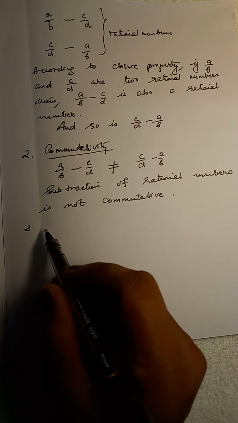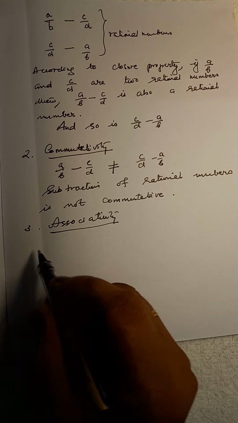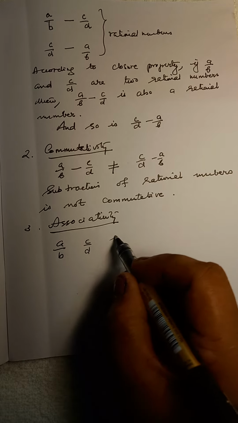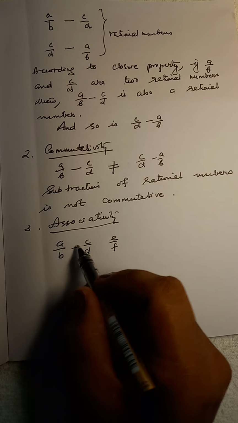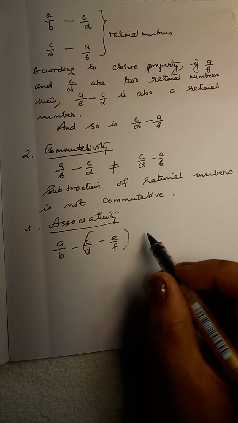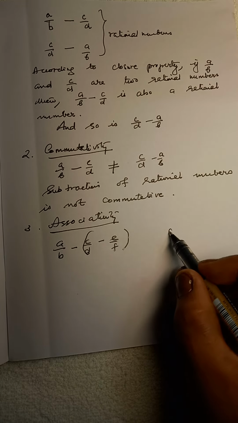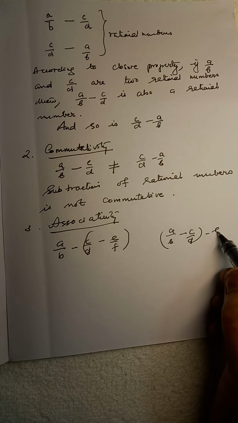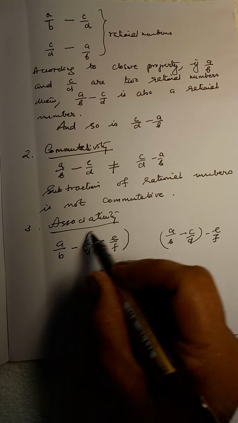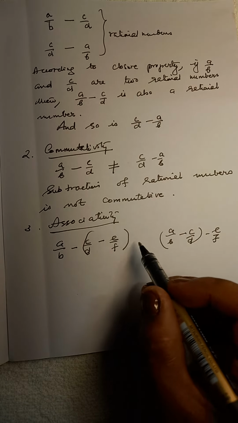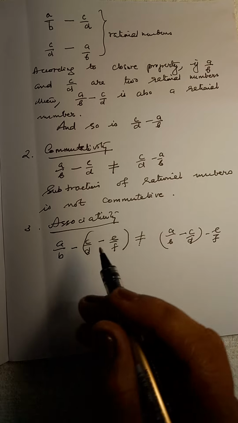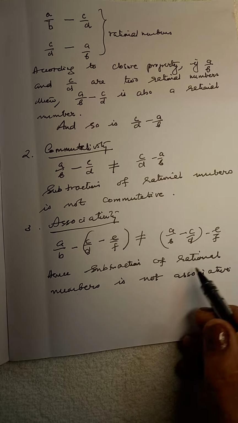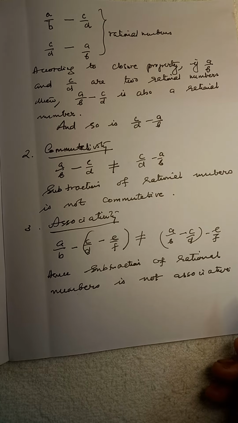Now the third property is associativity. Here if you take three rational numbers, say a by b, c by d and e by f, then a by b minus c by d minus e by f you take. Then again you take a by b minus c by d, then that minus e by f. This sum and this sum result will not be equal. If you take small examples, you can verify that. Hence, subtraction of rational numbers is not associative.